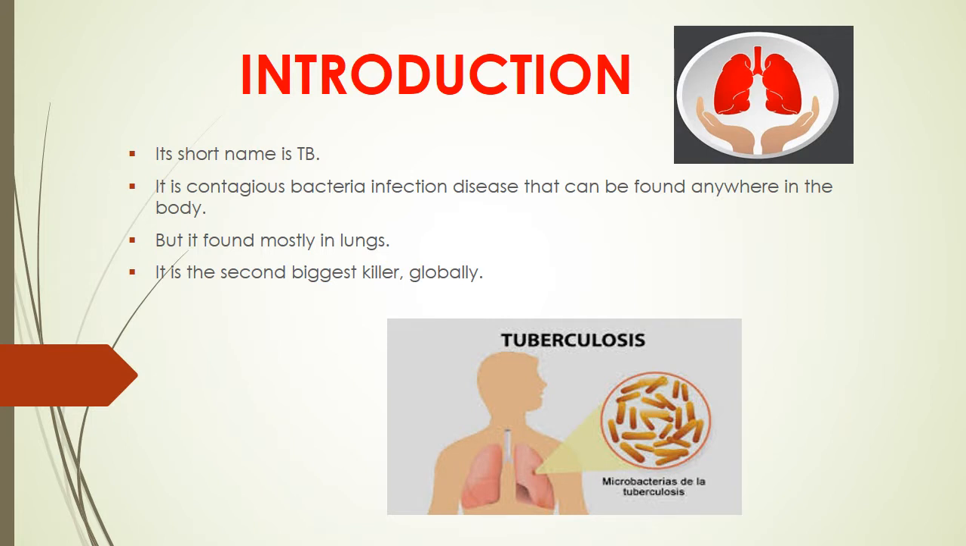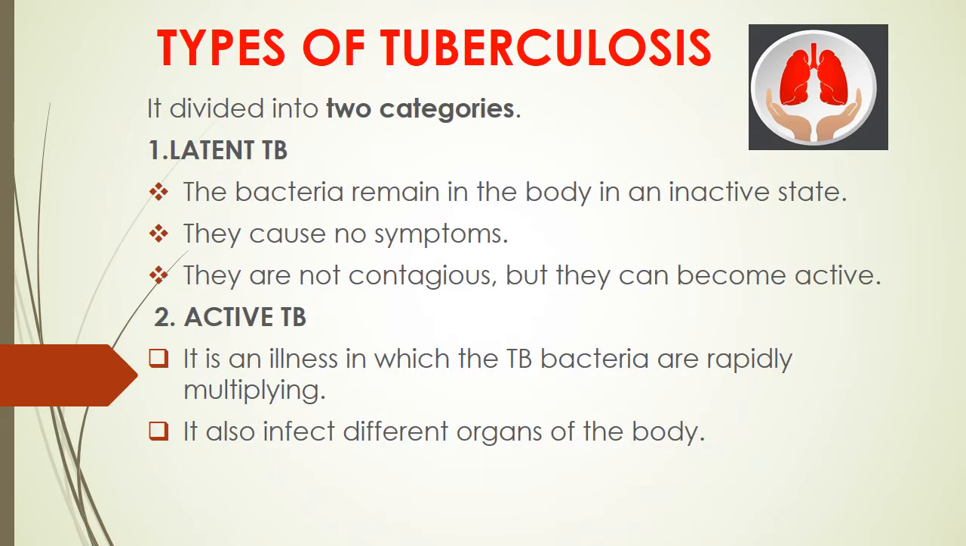Now next one is introduction. So tuberculosis short name is TB, and it is a contagious disease which is caused by the bacteria and found anywhere in the body, but mostly in the lungs. It is second biggest killer globally. Next one is types of tuberculosis. It can be divided into two types: latent tuberculosis and active tuberculosis.